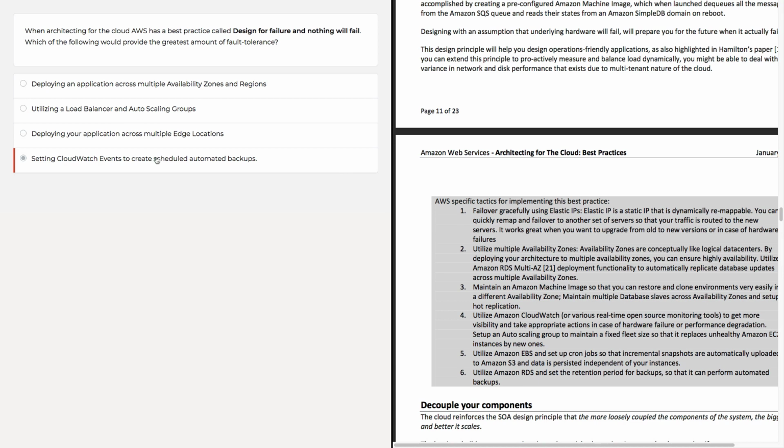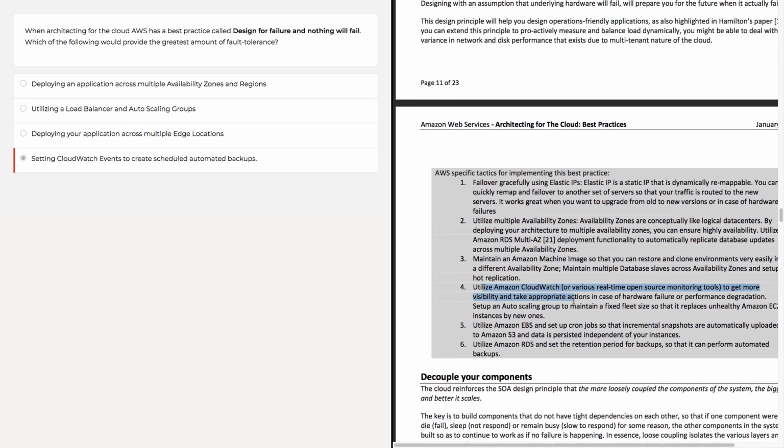Now, if you come down to CloudWatch events, if you were to read through this, you'd see that they actually call out CloudWatch in here, and they say it's a good tactic for designing against failure. And so CloudWatch events can seem like the right answer if you read through here and you remember CloudWatch. But does it provide the greatest amount of fault tolerance? No, because if you use CloudWatch events to create scheduled backups of your instances or your EBS volumes, it doesn't mean they're readily available to fail over to, right? You have to still launch instances. And so it's definitely a component to mitigating failure, but it doesn't provide you the greatest amount of fault tolerance. So we're coming back to this question, it's definitely the better one.